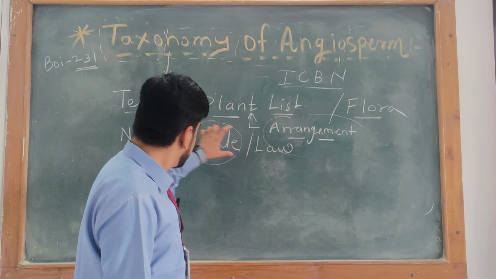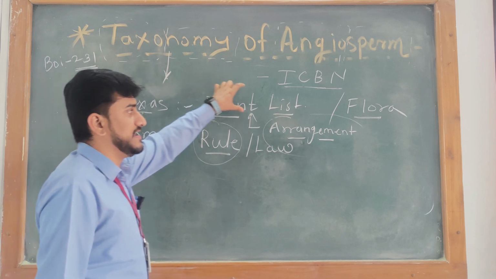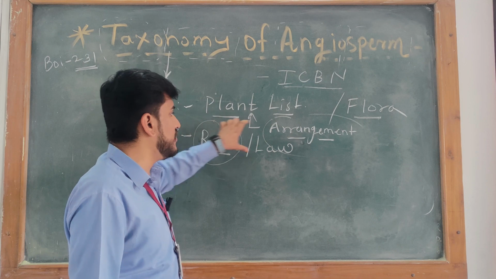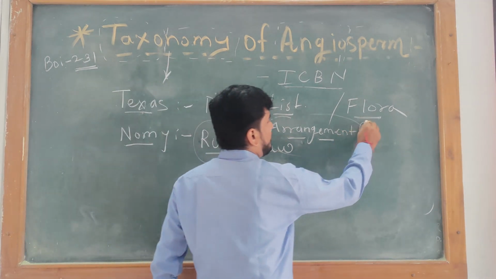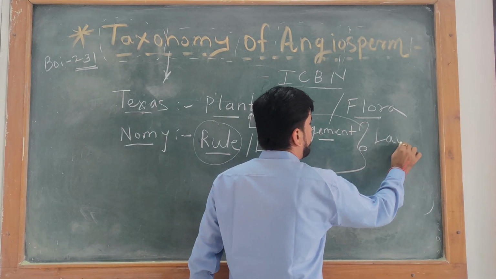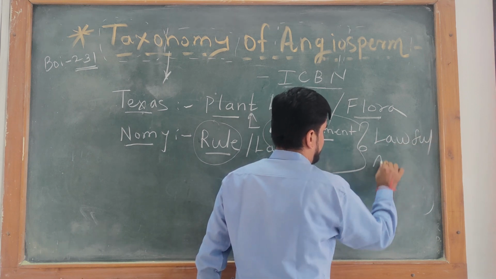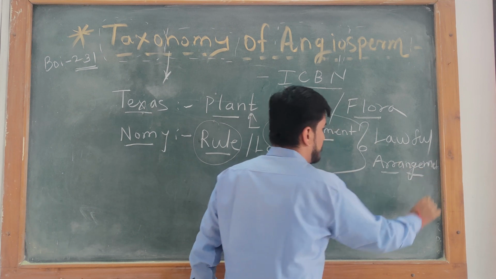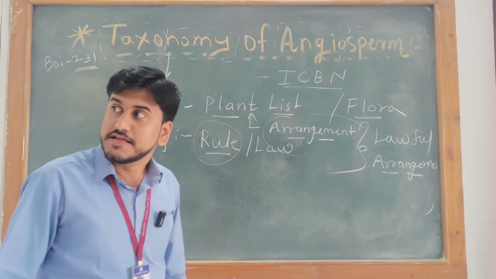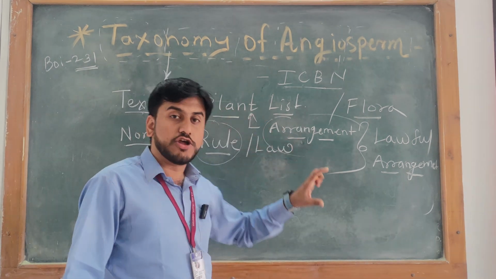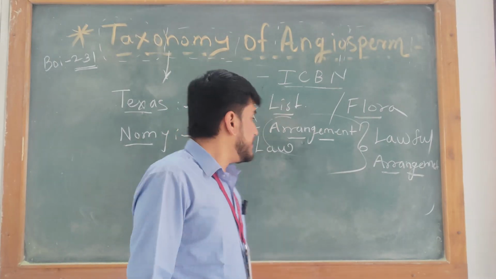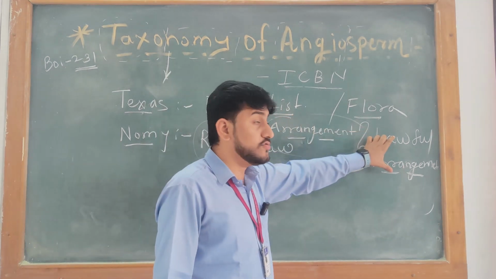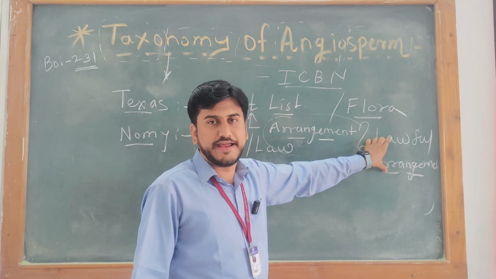Okay, so taxonomy means what? Taxis means the plant list or arrangement of the plant. Nomos or nomi means rule or law, so it is also known as lawful arrangement. So taxonomy is plant list or arrangement, and it is known as lawful arrangement.